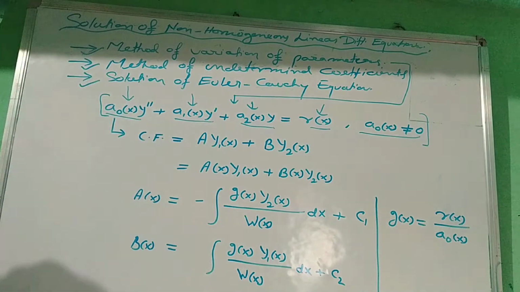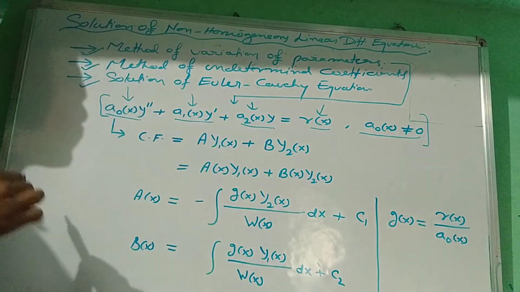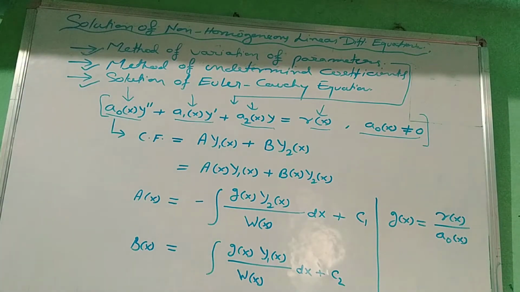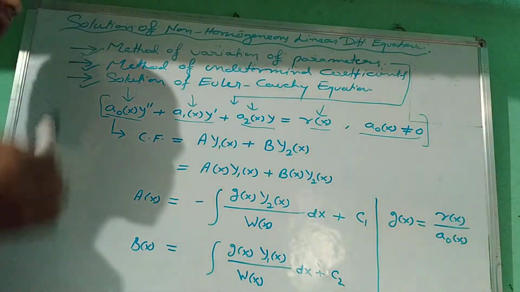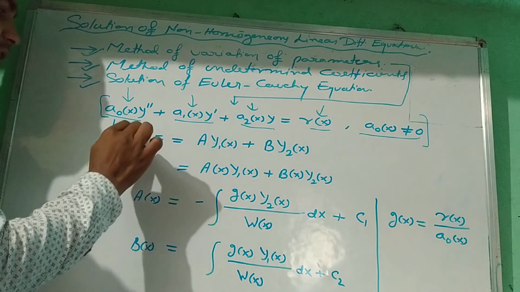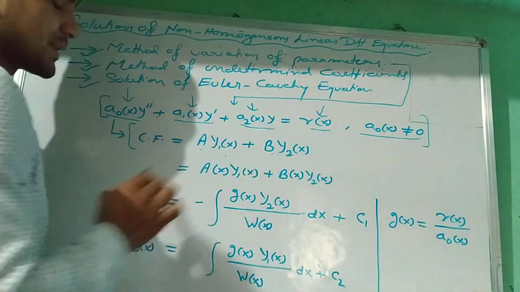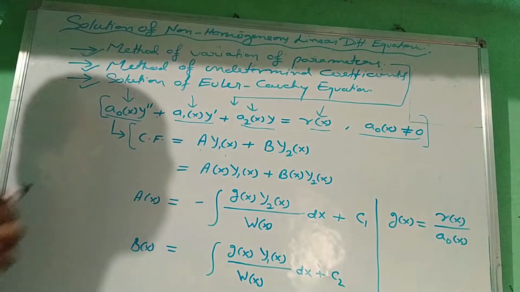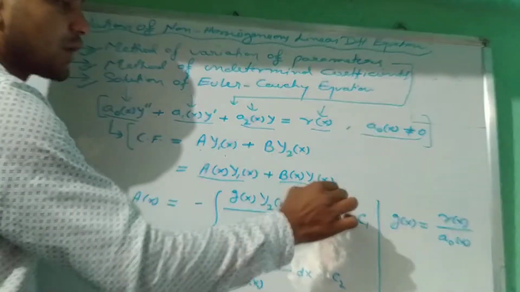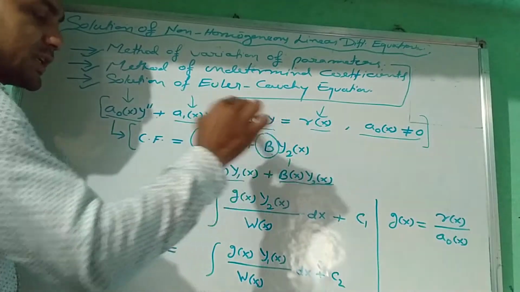In this method, we can directly find the general solution of a differential equation without finding the particular integral. The process for finding the general solution of a differential equation is, first we need the complementary function. Suppose the complementary function of this differential equation is a y1(x) + b y2(x), or a(x) y1(x) + b(x) y2(x), where a and b are arbitrary constants.